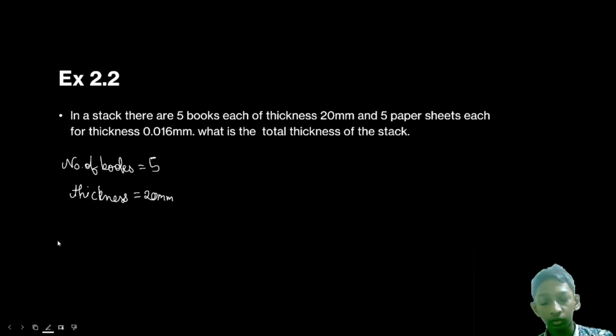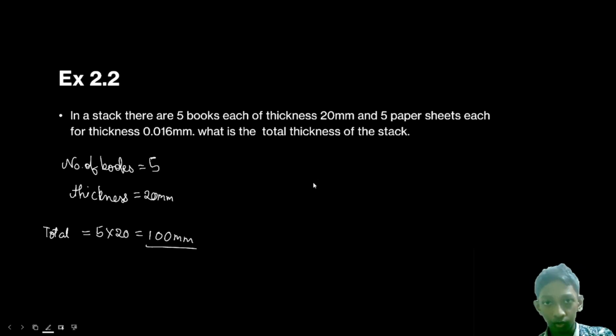So the total thickness of the books will be the number of books into thickness. Each book's thickness is 20 millimeters, so the total thickness of the 5 books will be 5 into 20. This will be 100 millimeters. So the total thickness of the stack of books is 100 millimeters.